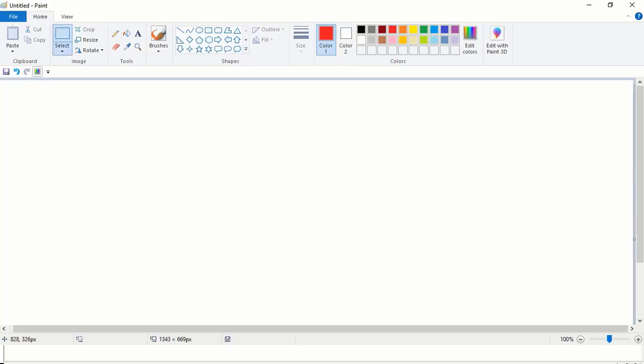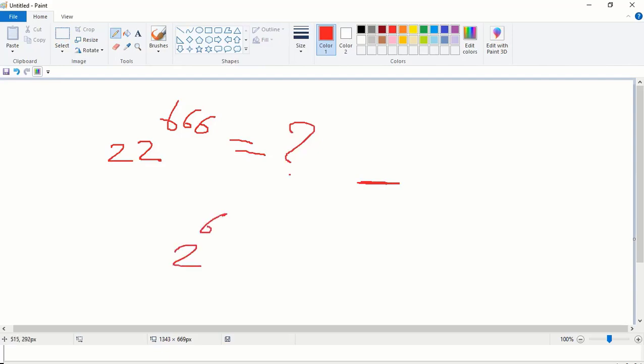Let me take one more example. If I have one number, 22, and the power is 666, then whatever the answer is, that answer's last digit will depend on the calculation of 2 to the power 666. This is what I want to explain. Now let's dive into the depth of the last digit concept.